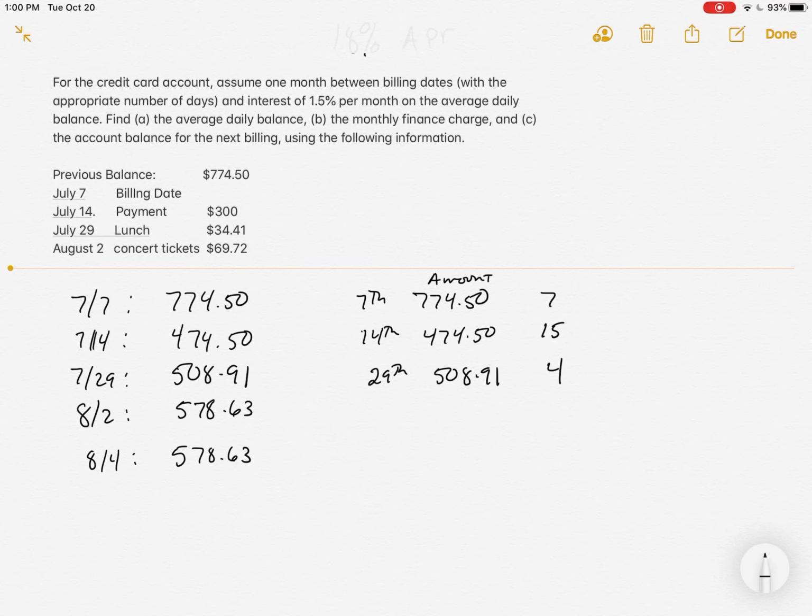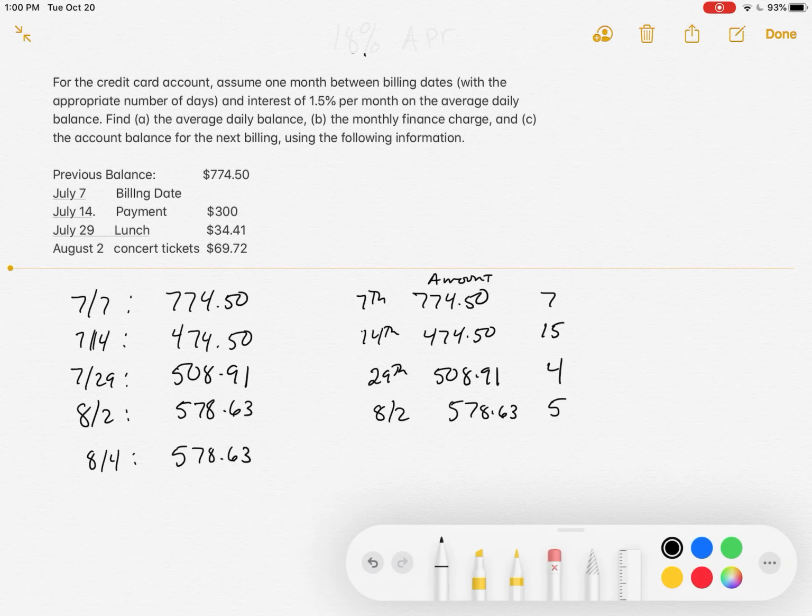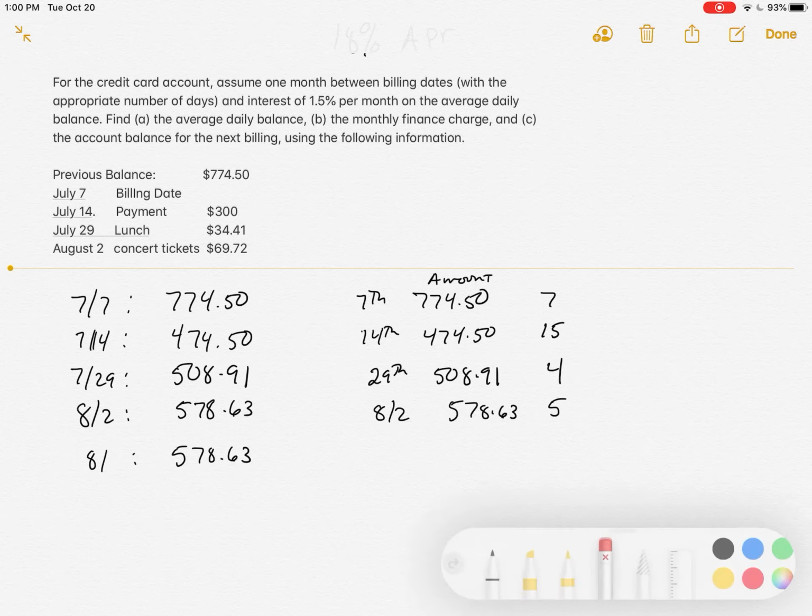And then on August 2nd, we jump up to 578.63, and it stays that way for the next 5 days. I'm not sure why I wrote August 4th there. That was a mistake. The billing cycle starts on the 7th, so up until the 7th it's going to stay at 578.63, and then the new billing period continues. So we need to take into account that it stayed 774.50 for 7 days, 474.50 for 15 days.